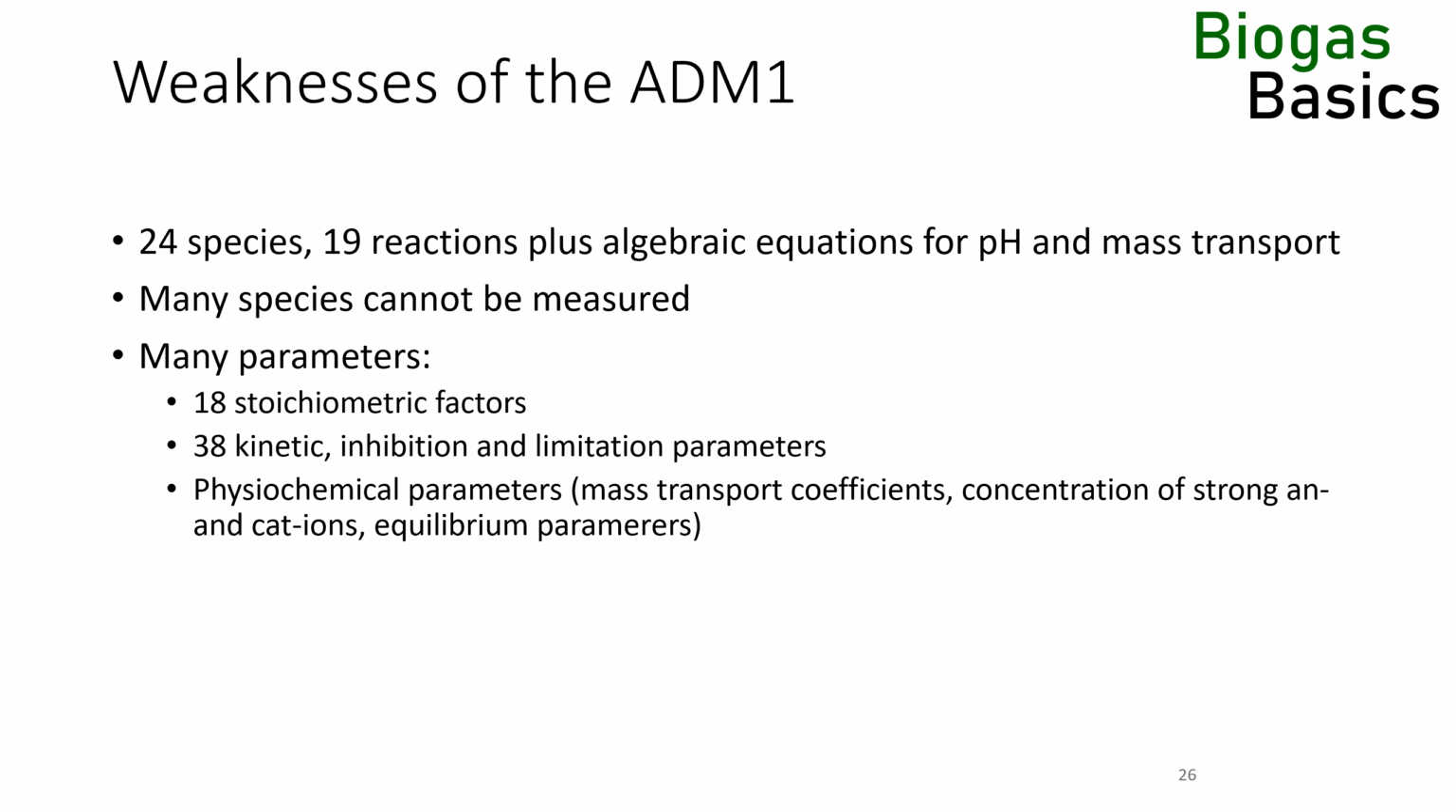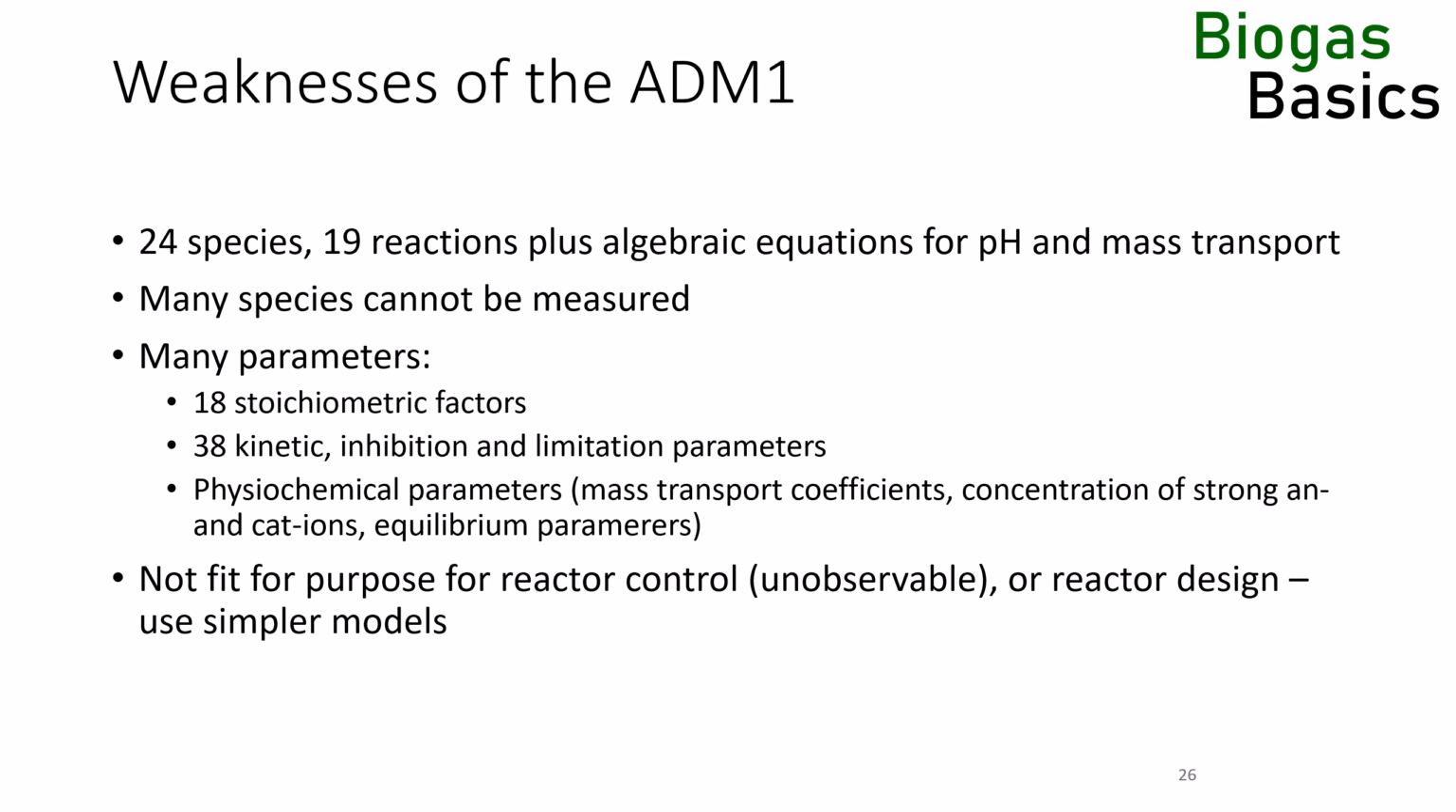The ADM1 should not be used for reactor control or predictions. For this application, it makes more sense to use a simpler model with fewer parameters, but change those parameters using an observer or estimator. The ADM1 is unobservable because it would require the measurement of many independent species.